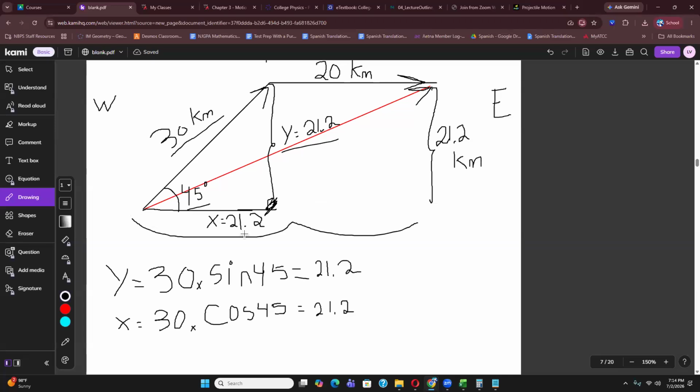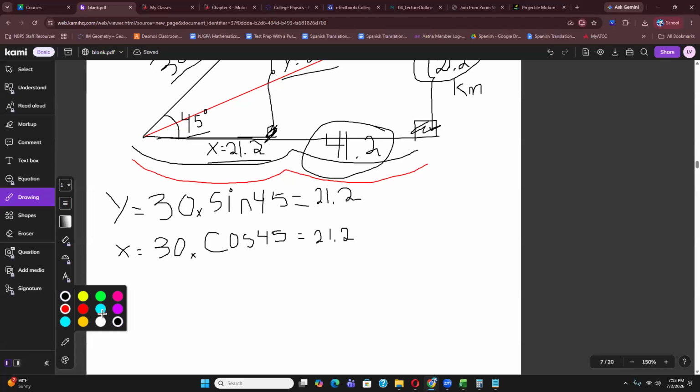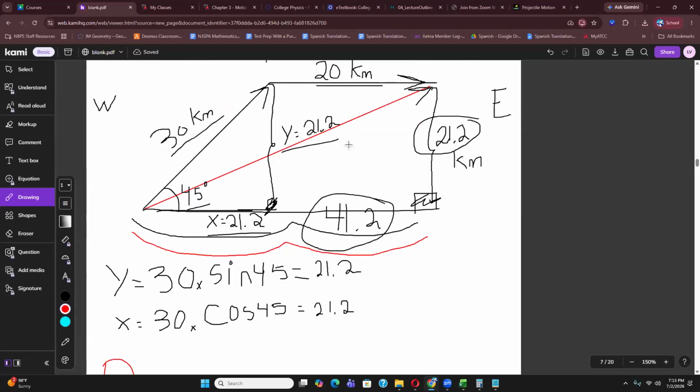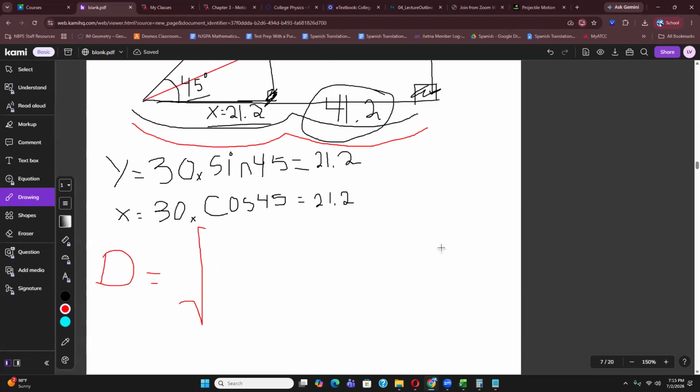How much is the whole x component, though, for the red vector now? So how much is the whole thing? Oh, it would be 41.2. Yeah, this plus this, 41.2. So now you have the x component and the y component of this massive right triangle. So how do you find the magnitude of the red? Let's call it D. D equals what? The square root of what?